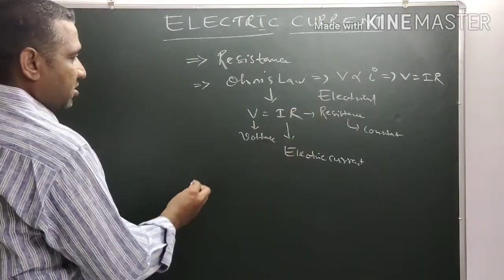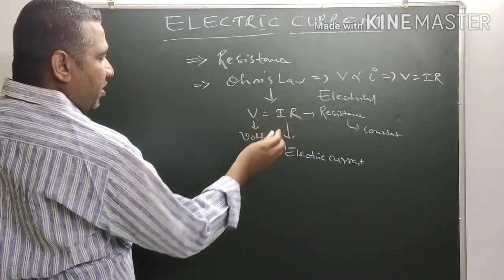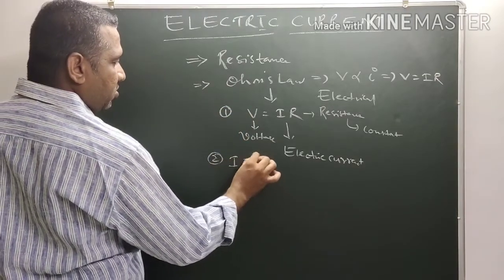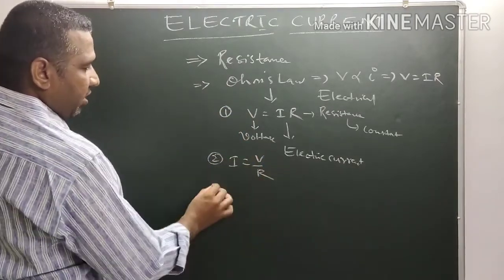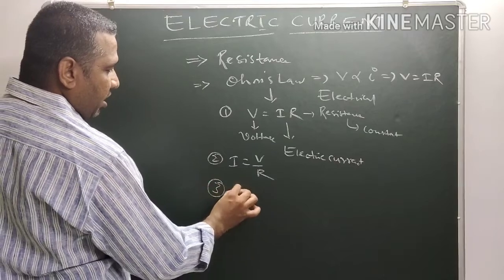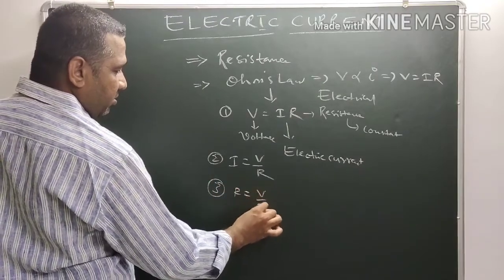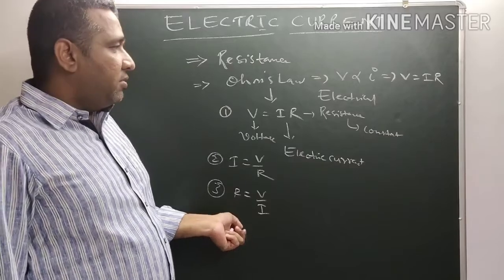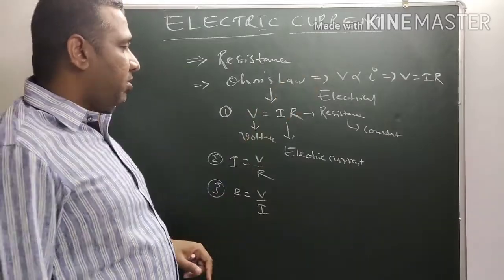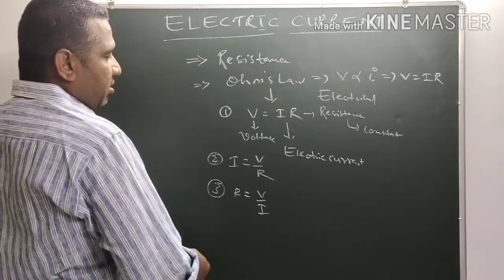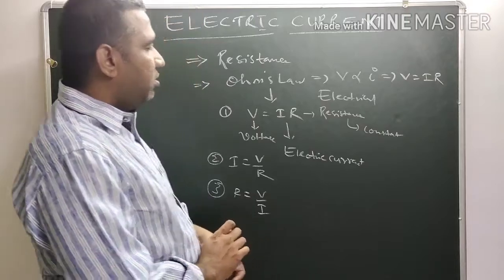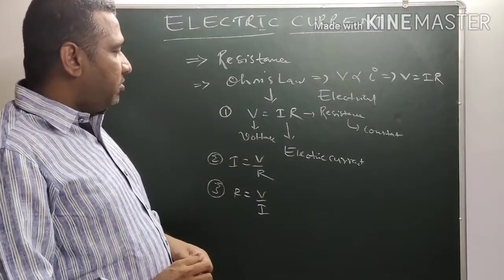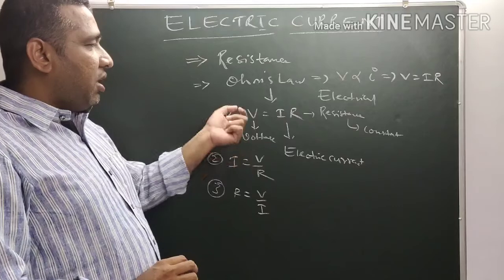The three equations are: the first equation is V equals IR, the second equation is I equals V by R, and the third equation is R equals V by I. These are the three equations which we have taken out from Ohm's law. It's very important to use them in calculating problems. These three equations are helpful.